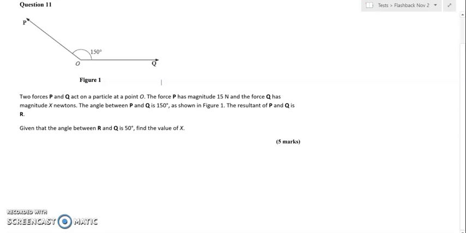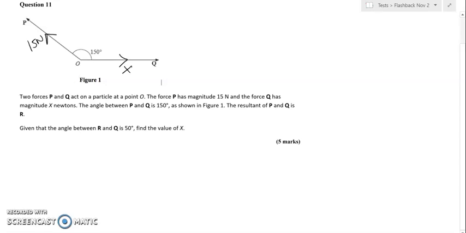Right, question number 11. Two forces P and Q act on a particle at point O. The force P has magnitude 15 newtons, so let's put that in. And the force Q has magnitude x newtons. The angle between P and Q is 150 degrees, as shown in figure 1. The resultant of P and Q is R newtons.